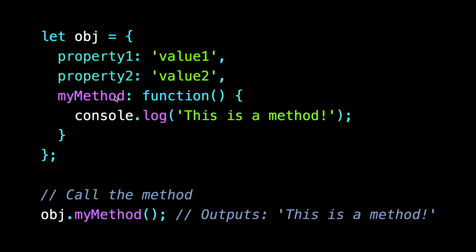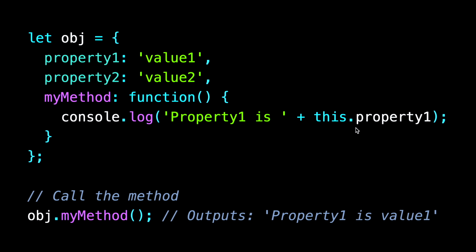As I mentioned earlier, objects can have methods, and you call the method just like obj.myMethod, and it's going to output this is a method. You can also use the this keyword in methods to refer to the object. So this.property1 is going to be this property1 here, value1. So when we call this method, it's going to say property1 is value1 because property1 is value1 up here.